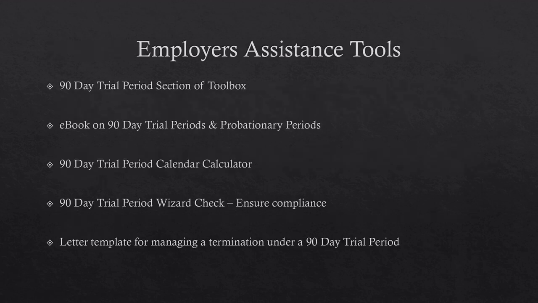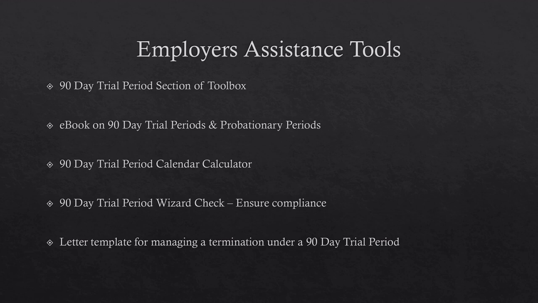Now, just finally, some general tools and resources that Employers Assistance has available for our members regarding this particular area of employment law. We have the 90-day trial period exclusive section on the toolbox, which is our website, where you can find basically all the key information that I'm talking about in this presentation in one succinct area. We have a more detailed ebook on 90-day trial periods and probationary periods that can also be accessed there or in the ebook section or library of the website.